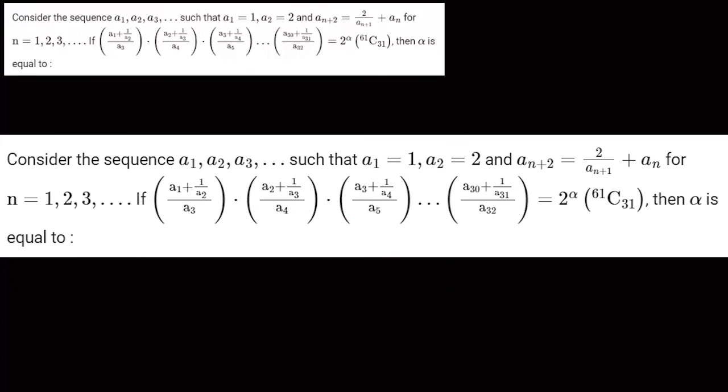Now here we are given the sequence A1, A2, A3 such that A1 is equal to 1, A2 is equal to 2, and A(n+2) is equal to 2 upon A(n+1) plus A_n, and we need to find the value of A1 plus 1 upon A2 upon A3, A2 plus 1 upon A3 upon A4 up to A30 plus 1 upon A31 upon A32. And if this is equal to 2 to the power alpha, 61C31, then we need to find the value of alpha. So first we'll look at what we need to prove.